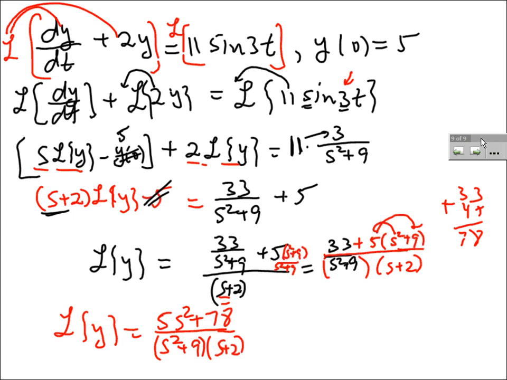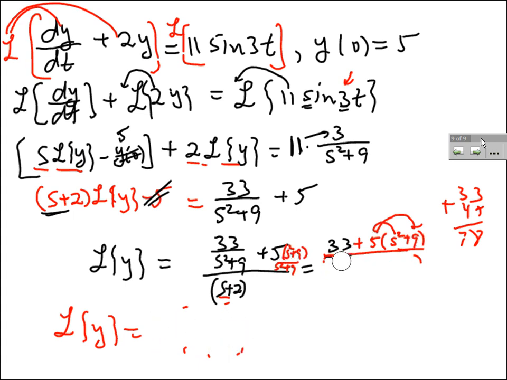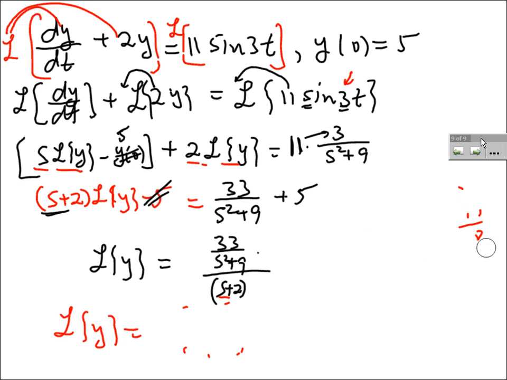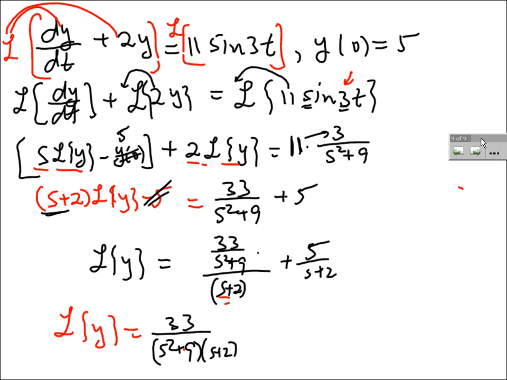Now, I'm beginning to wonder if we really wanted to get a common denominator. I'm going to say no. We could, but we'll probably just make the problem harder. So we have plus 5 over s plus 2. So we have this first fraction, 33 over (s squared plus 9) times (s plus 2), plus 5 over s plus 2.